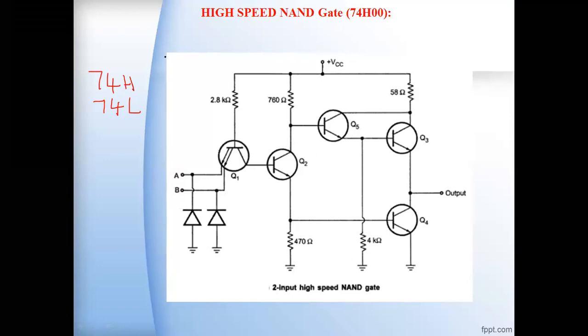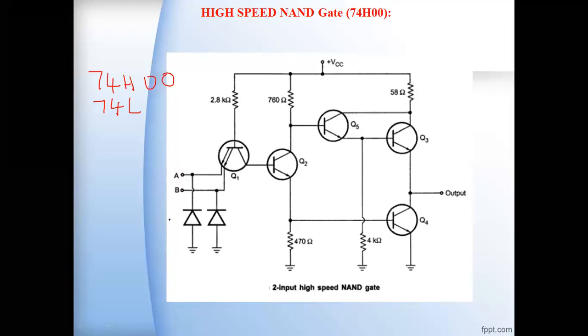Which is the 74H00, the high speed TTL NAND gate. And here the circuit shows the circuit diagram for the 2-input high speed NAND gate 74H00. As we discussed, for understanding of the circuit operation, the circuit is divided into 3 functional elements.